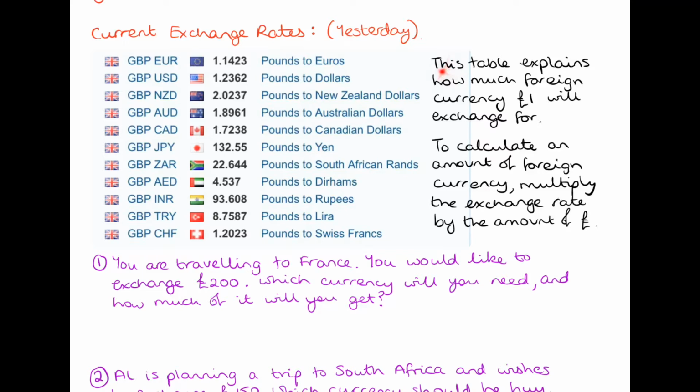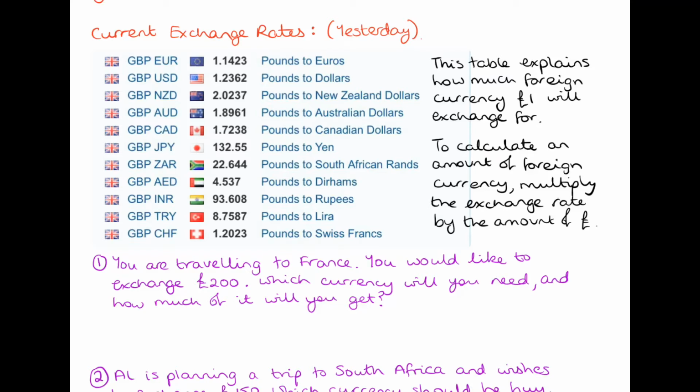So what we've got here is that this table explains how much foreign currency £1 will exchange for. So these numbers here tell you how much of each currency you will get for £1. Okay, so it's very rare that you would actually want £1 worth of a foreign currency. You might want money for spending on a holiday. You might be wanting to give somebody a birthday present.